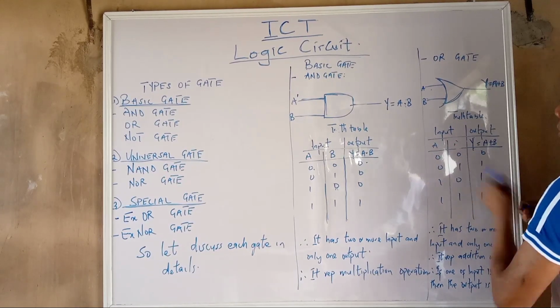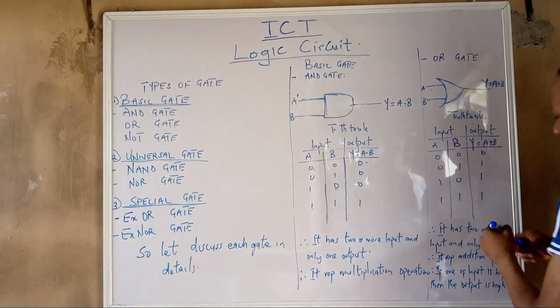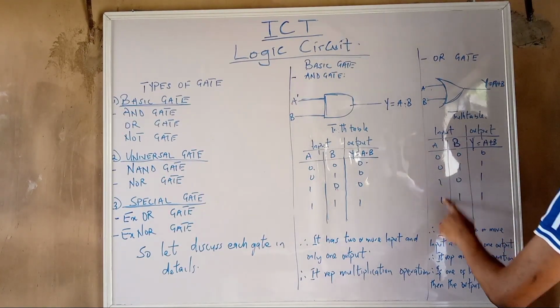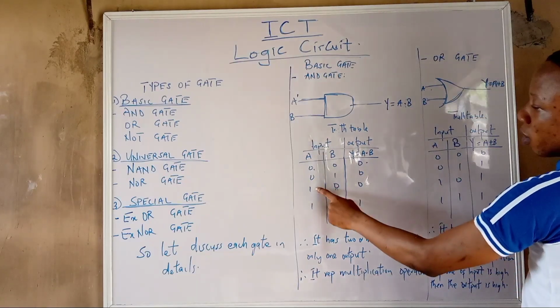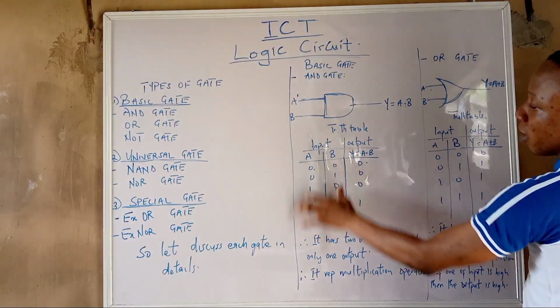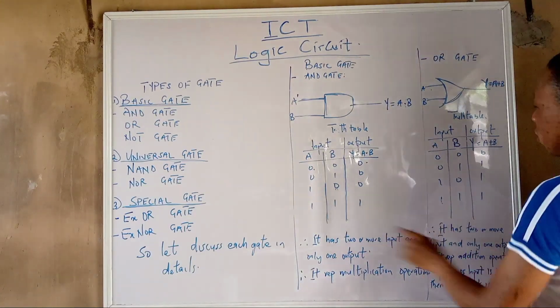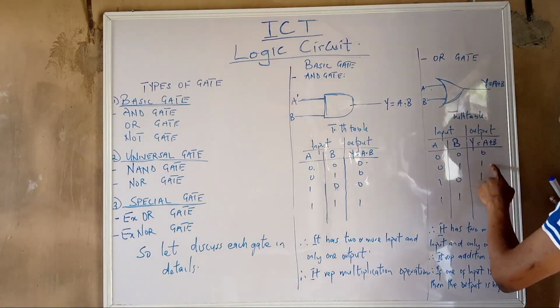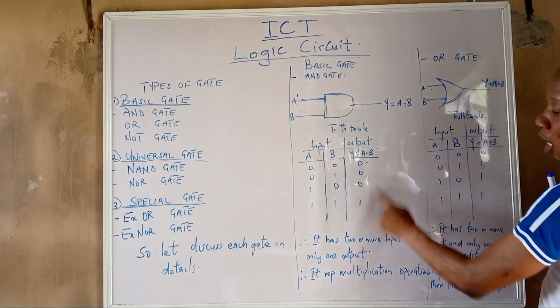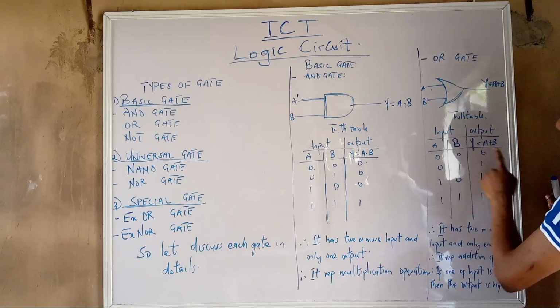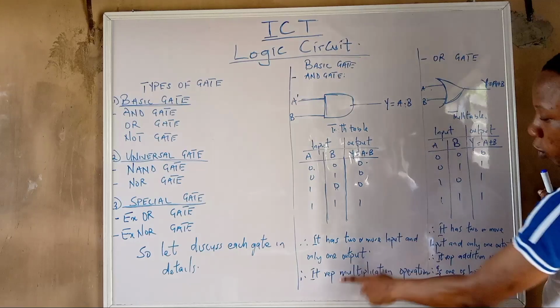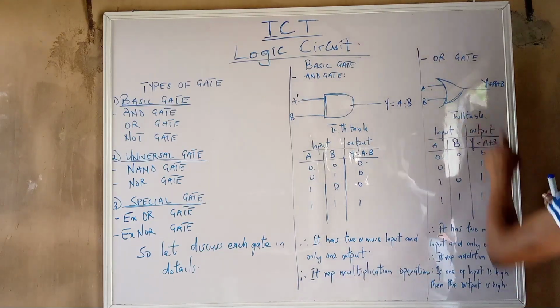Sorry, I made a mistake here. So this is still the same thing as before. The input is constant, it doesn't change. Same thing with this one also. So the only thing that changes here is the output. The output here and here is different because of what we are doing with the multiplication sign here, and what we are doing with the addition sign here.